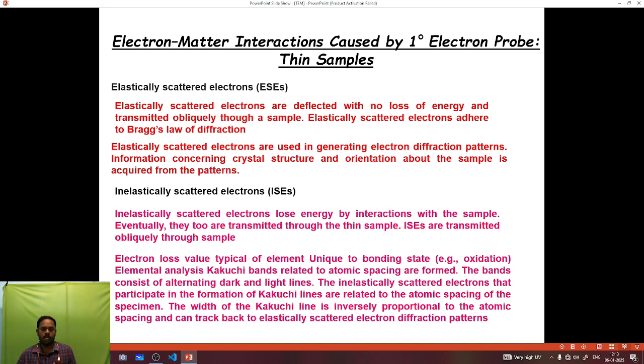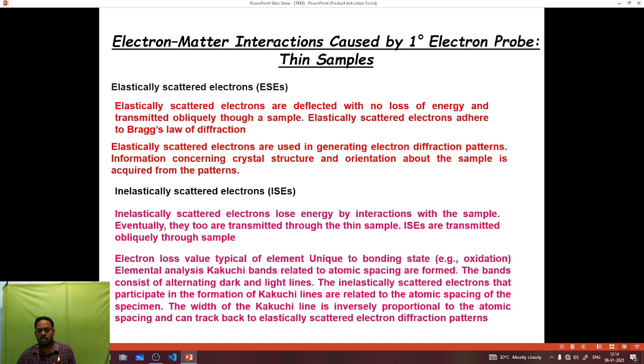And inelastically scattered electrons lose energy after hitting the sample surface. They are also transmitting through the sample, and these are the main electrons which will produce Kikuchi bands related to the atomic spacing. The Kikuchi lines we can easily observe from the diffraction image, produced by the inelastically scattered electrons. That will give you the interspacing value between two atomic lines.